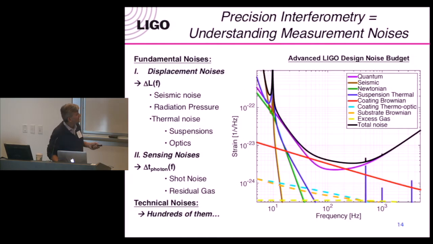So this is a more sophisticated version of what I just showed you before. These are the noises that compromise the interferometer, and they come in two flavors: displacement, in other words, noises that shake the mirrors, and sensing noises, noises that change the flight time of the photon relative to its normal vacuum flight time.